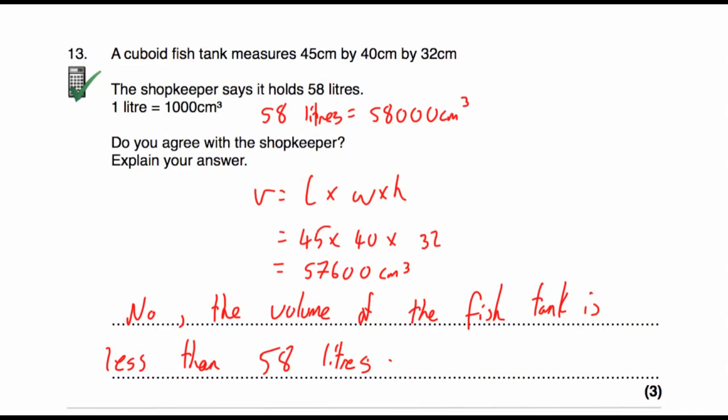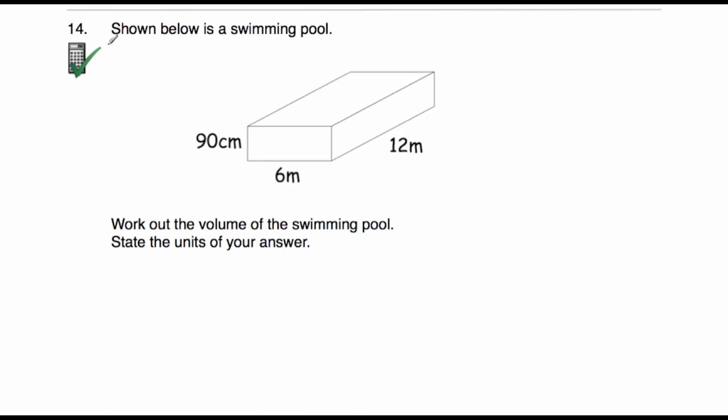Okay, let's have a look at question number 14. So question number 14 says, shown below is a swimming pool. So here's a swimming pool, and it's got a depth of 90 centimetres, it's got a width of 6 metres, and it's got a length of 12 metres. And we've been asked to find the volume of the swimming pool.